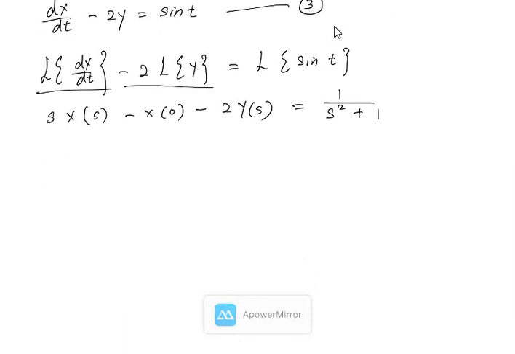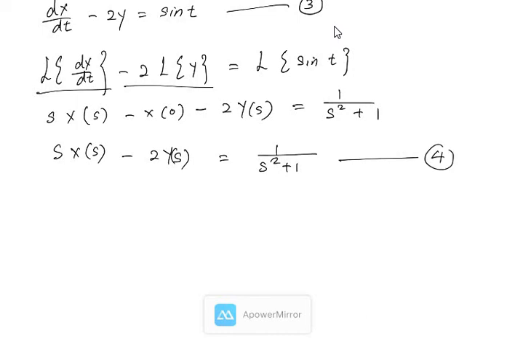And then we have xs minus 2ys equal to 1 over s squared plus 1, since the x0 is 0. So this one is, I assume, equation number 4.